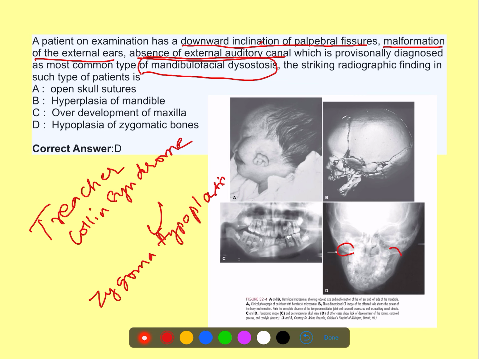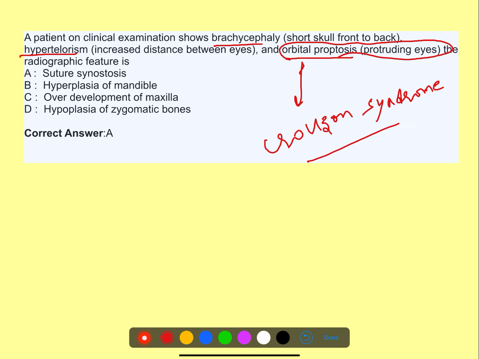A patient on clinical examination shows brachycephaly, hypertelorism, and orbital proptosis. So you have to link these clinical features to one syndrome. These all clinical features are related to the syndrome called Crouzon syndrome, because orbital proptosis or protruding eyes is a characteristic feature of Crouzon syndrome. And what will you see in Crouzon syndrome on radiographs? That is suture synostosis. So you have to interlink the clinical features with the radiographic diagnosis, and then you have to find out the answer.